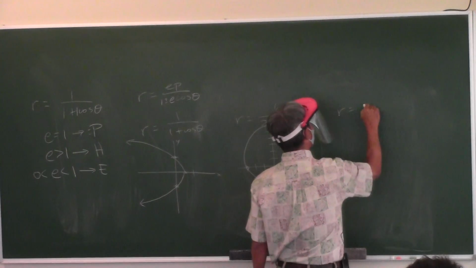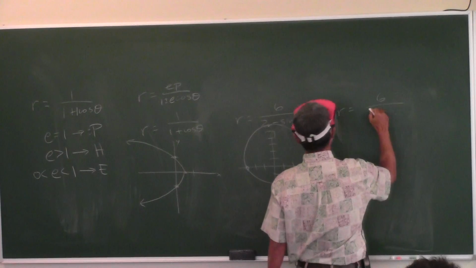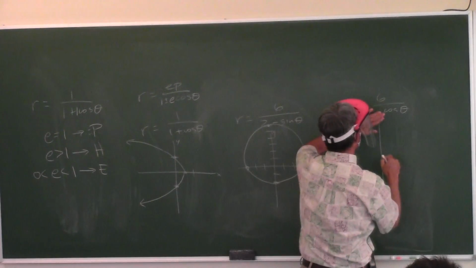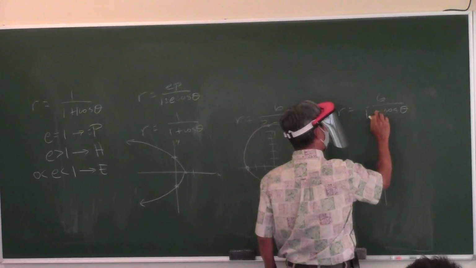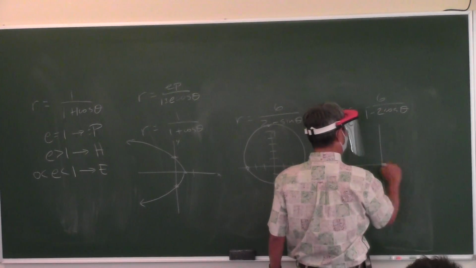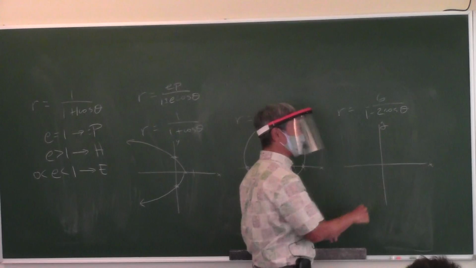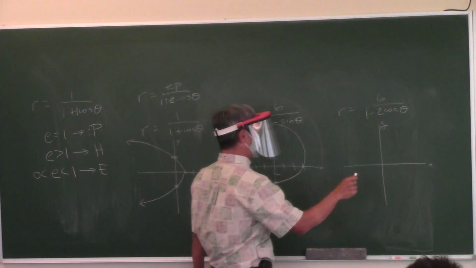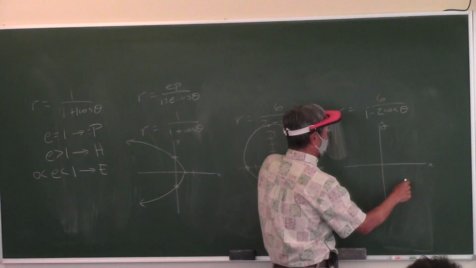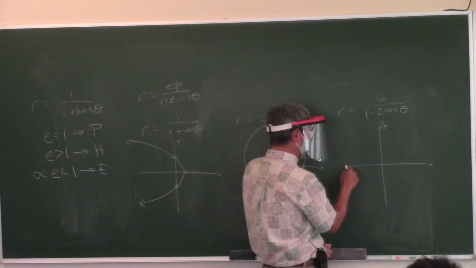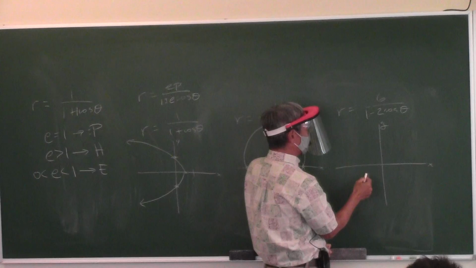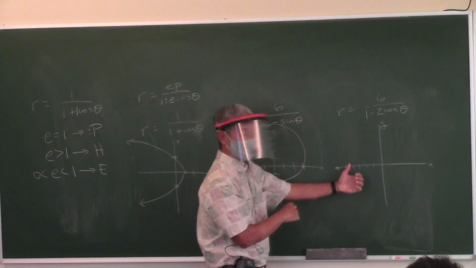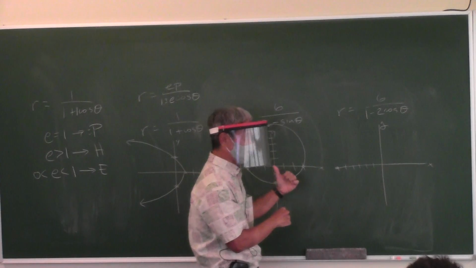And then finally, how about R equals 6 over 1 minus 2 cosine theta. Okay, so the eccentricity is 2, so it's going to be a hyperbola. Plot the quadrantal angle, 0. Negative 6, right? Yes, 1, 2, 3, 4, 5, 6. Remember, in polar, you have to go 6 units in the opposite direction.